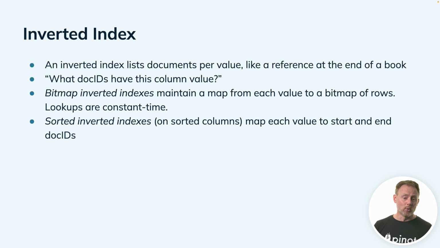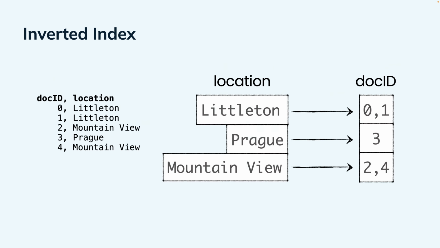There are also sorted inverted indexes, and those are appropriate to build on columns where the data is sorted according to those column values. They map the start and end document IDs for each value in the index. Visually, again, just to get the concept across, let's take a look at this.